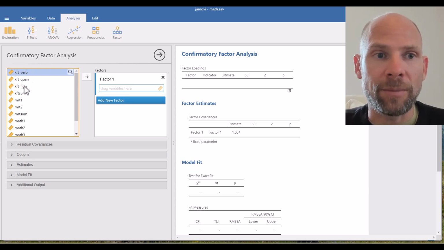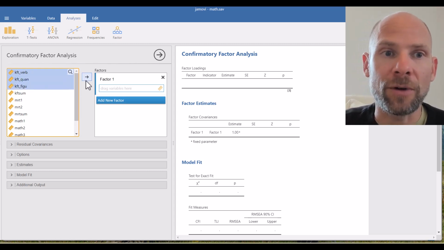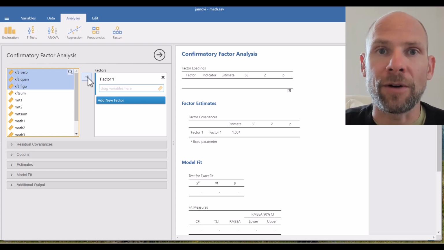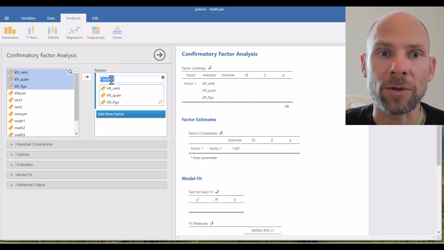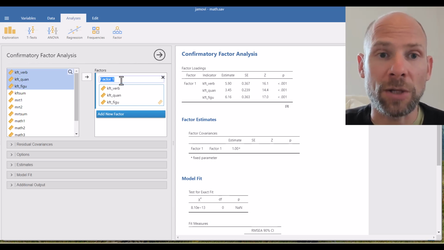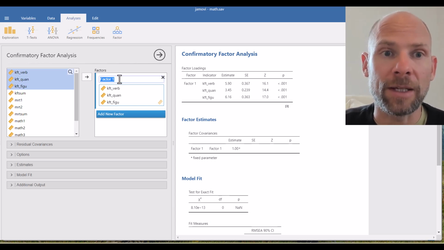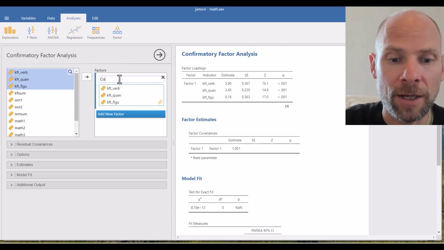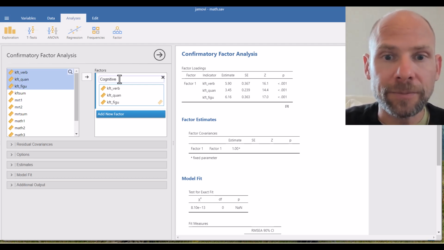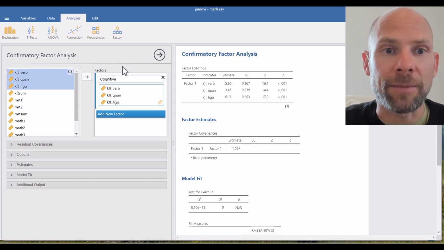And so I'm going to pick 3 variables for my first factor. Those are 3 variables that pertain to a cognitive abilities test. So those go on factor 1. You can see you can change the factor label. The default label here is factor 1. I could just call this cognitive. And then I know this is my cognitive factor.